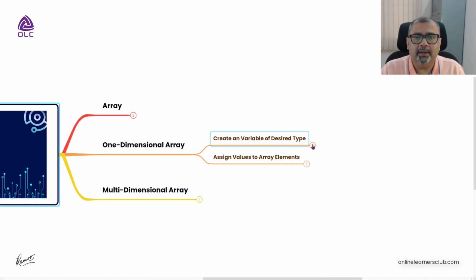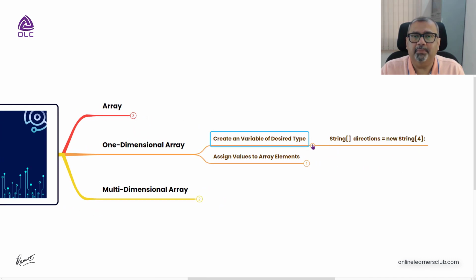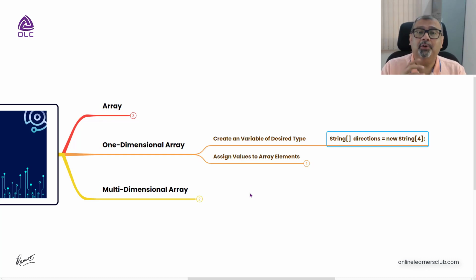Let us go here and see creating a variable of the desired type. Here I have a string array called directions. You can specify the string array with the size. For example, String[] directions = new String[4], which means it has 4 elements in the array. There are 4 primary directions, and you are putting them in a string array. And this size is not a zero-based index, it is a number. So keep that in mind.